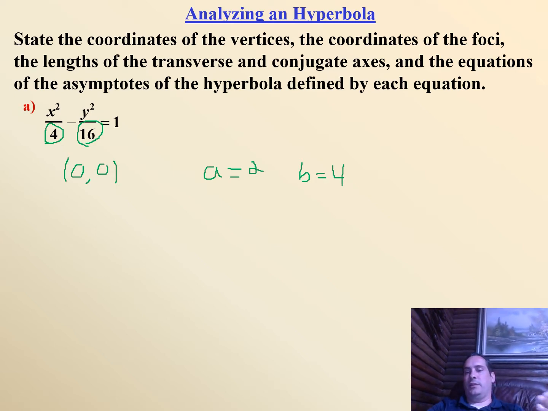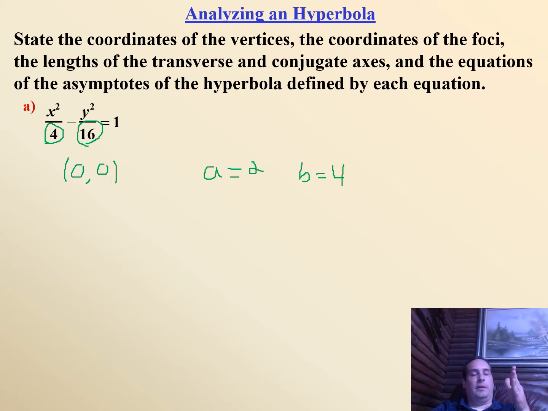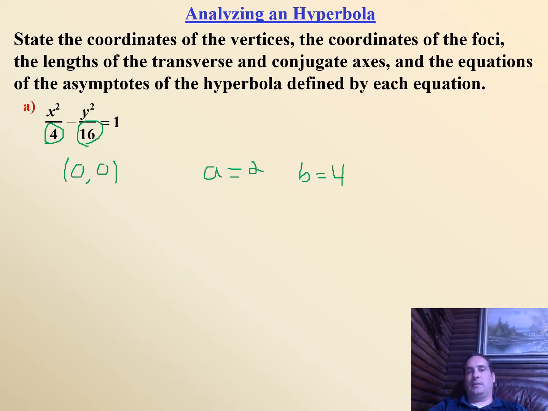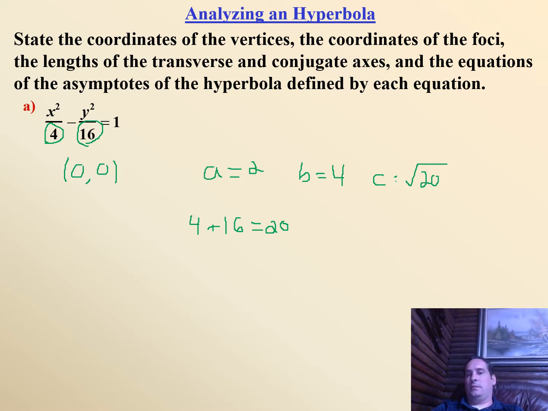And then lastly, I can figure out the C value, which is the distance from the center to one of the foci. All I have to do is a squared plus b squared equals c squared, right? So that's going to be 4 plus 16, which equals 20. Then I take the square root of 20, and that's going to be my C value. That gives you your A value, your B value, and your C value.